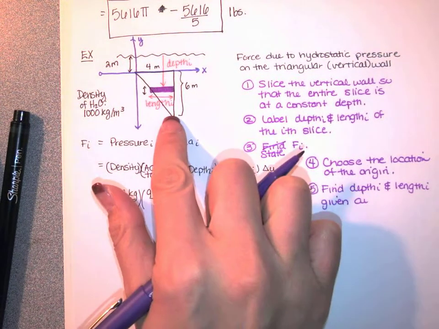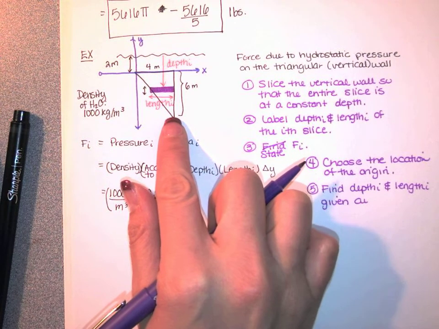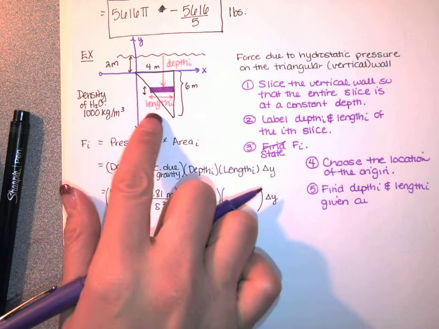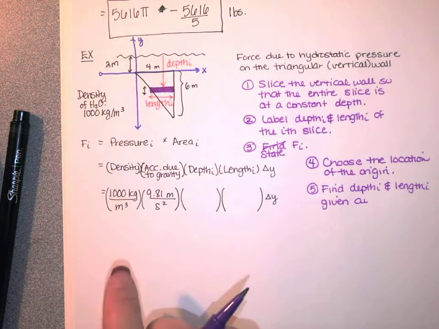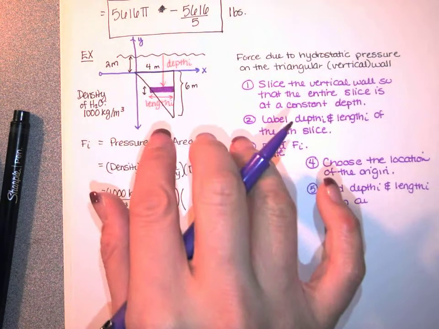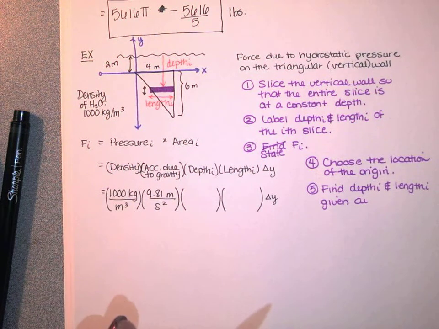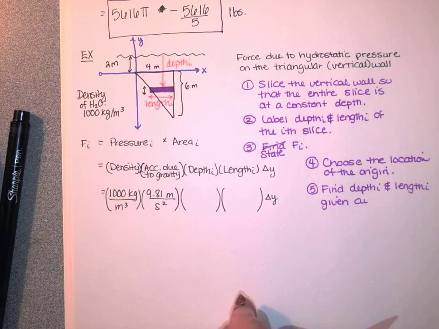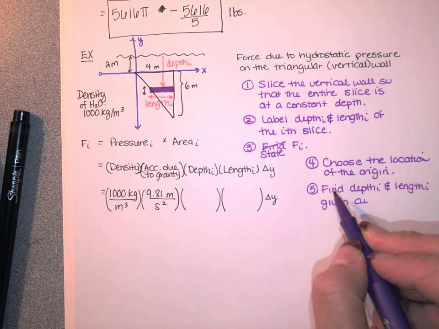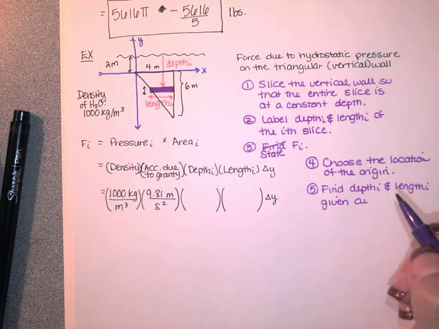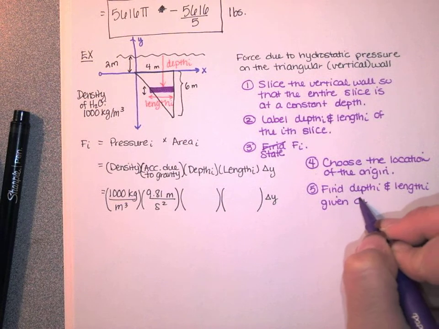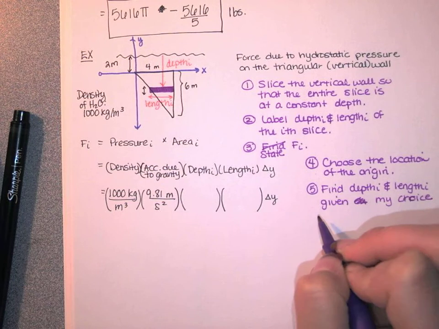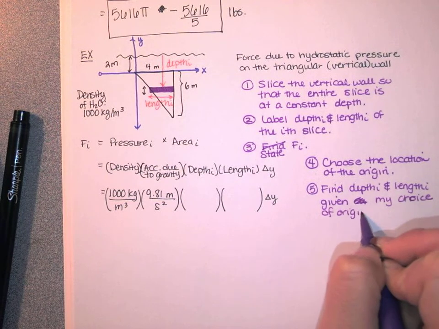Now, if you put your origin over here, that would work just fine too. That's an equally good choice. That corner would be fine as well. But to simplify the equation of the line, I'd probably put the origin here or here. But if you put your origin in a different location, that is totally fine. Your equations are going to look different from mine, but the value of the integral will be the same. So I'm just choosing to put it there. Now I need to find my depth and length given my choice of origin.